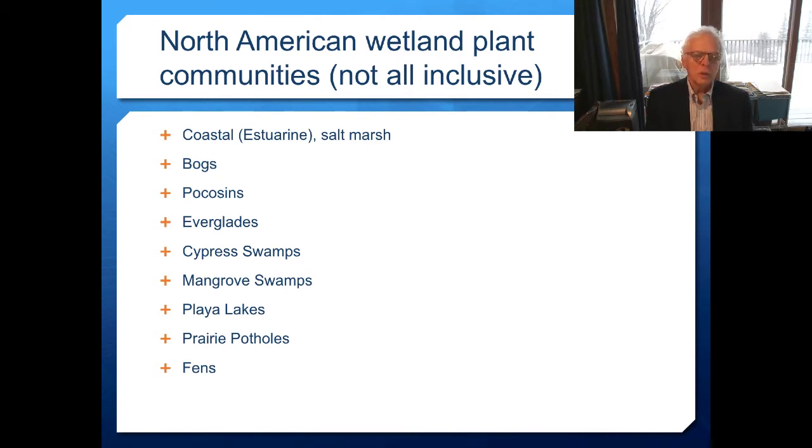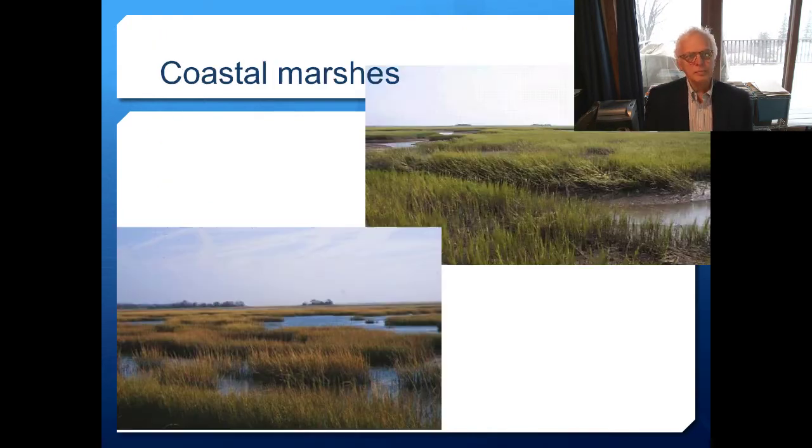There are bogs, pocosins, which are fairly localized, Everglades, which are very famous, cypress swamps, mangrove swamps, playa lakes, which would be much more xeric or very dry systems. And then there's this massive prairie pothole region in the middle of North America. And then speckled throughout the geography are fens, and they all have their own particular characteristics and vegetation.